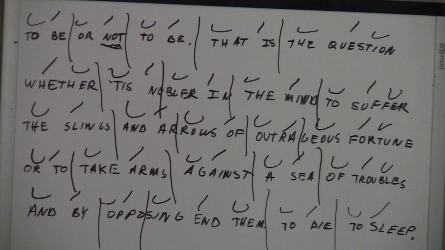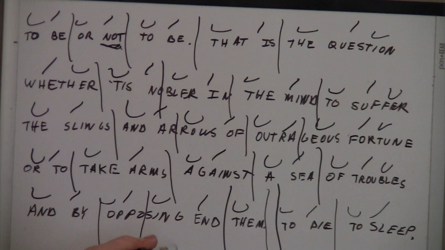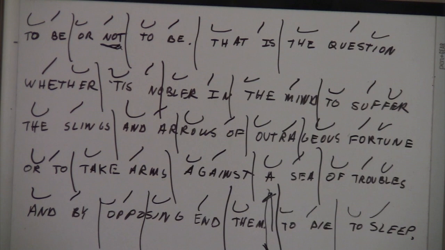There's also another choice here, which is to make this a 6-foot line, which occasionally happens. 1, 2, 3, 4, 5, 6. And to actually have a silent beat right here where there would normally be an accented syllable. And by opposing end them, to die, to sleep. This silent beat in the middle of a verse line can be an indication of a pause or a character's awareness or something that is dawning on them or a beat change or something like that.